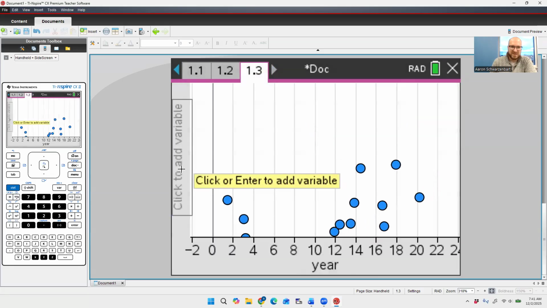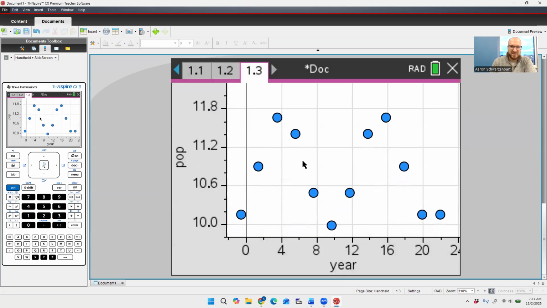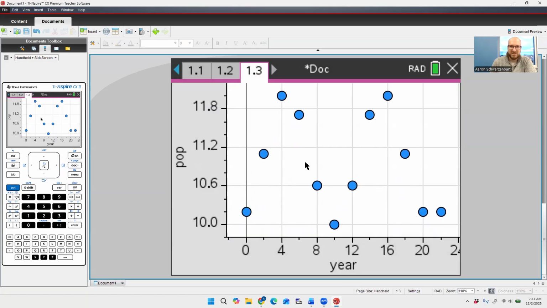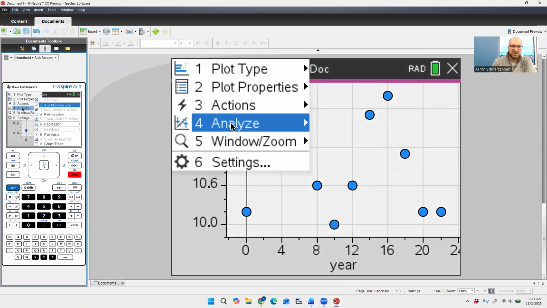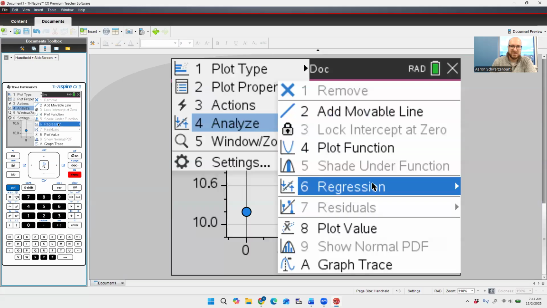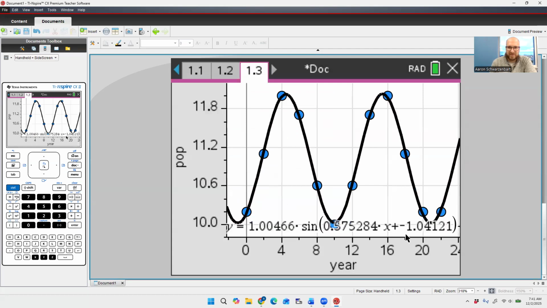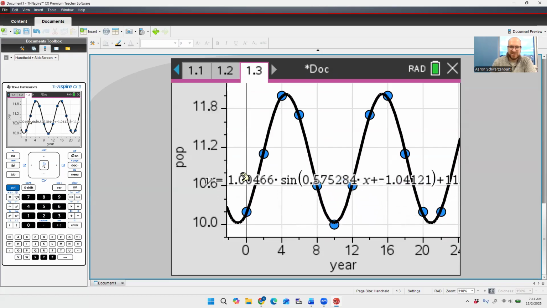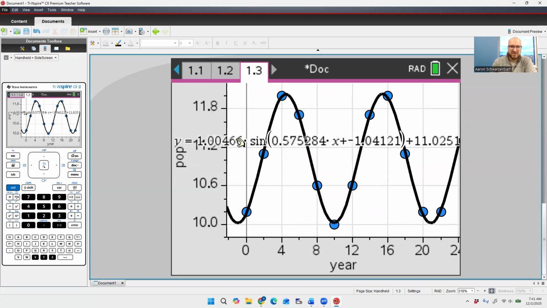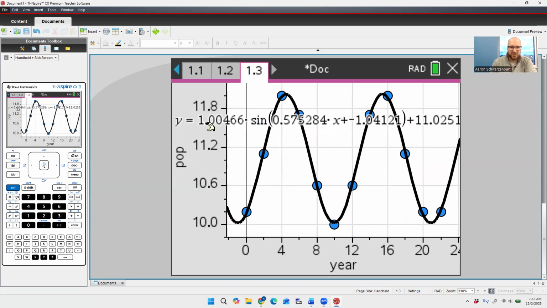I put year on the x-axis and population on the y-axis, and I see a pretty good sinusoid. And I can just do menu, analyze, regression, show sinusoidal. I can't see the whole thing. So this becomes my model. Y equals 1.00466 sine of 0.575 x minus 1.041.